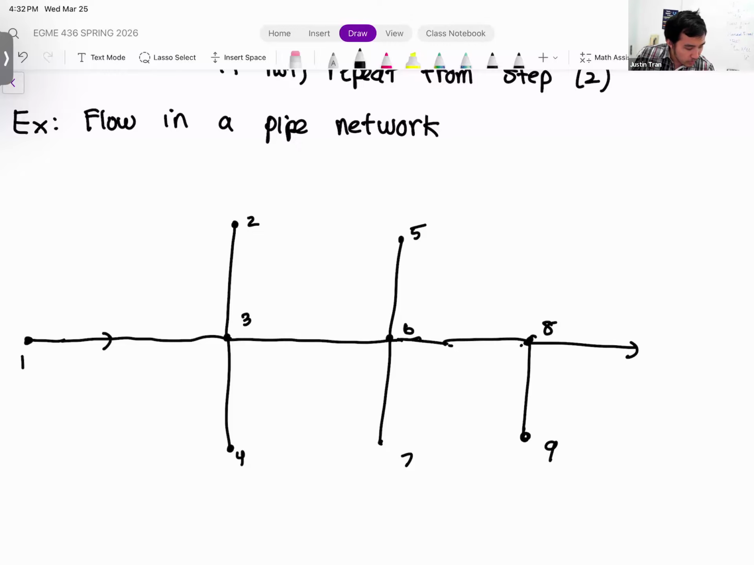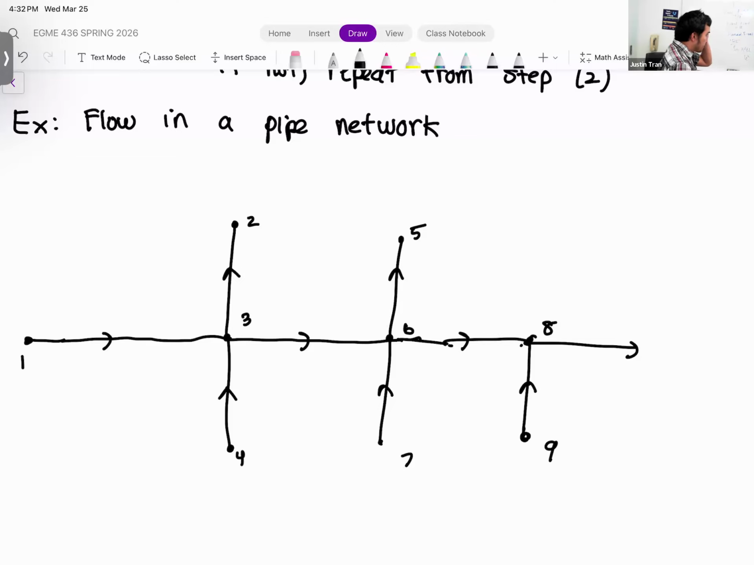Right, so let's say that we're going to assume that the water is going to flow from node 1 to node 3, okay? Flow is going to go from node 3 to node 2, from node 4 to node 3, from node 3 to node 6, from node 6 to node 5, from node 7 to node 6, from node 6 to node 8, and from node 9 to node 8, just like that, okay?